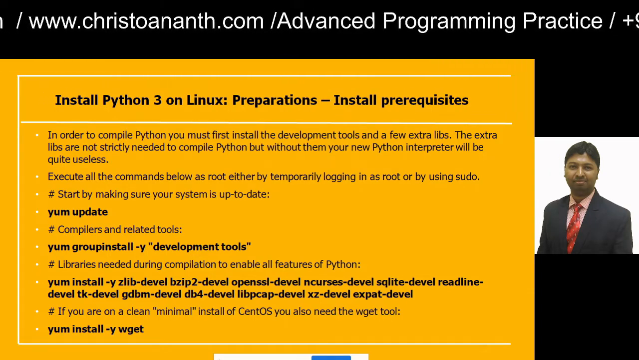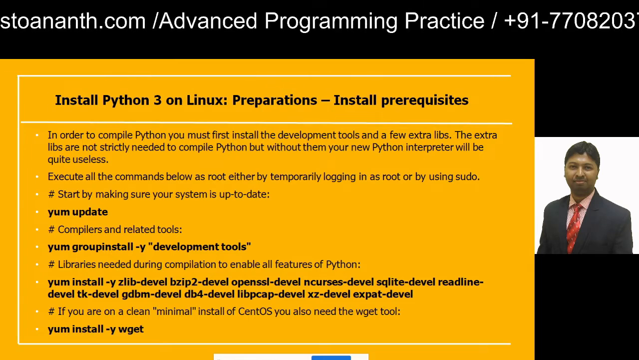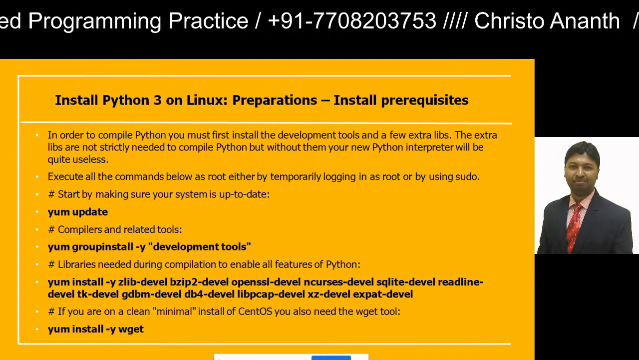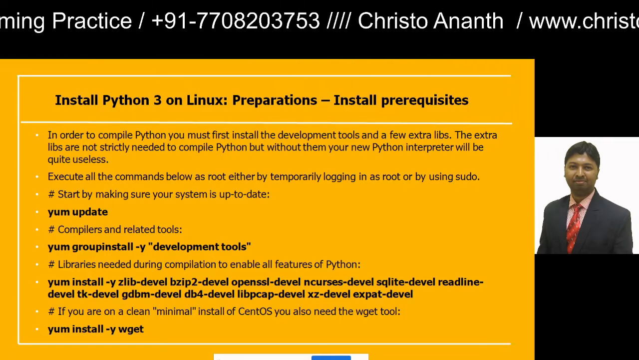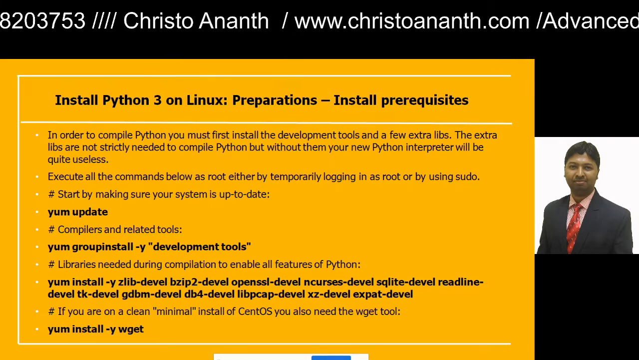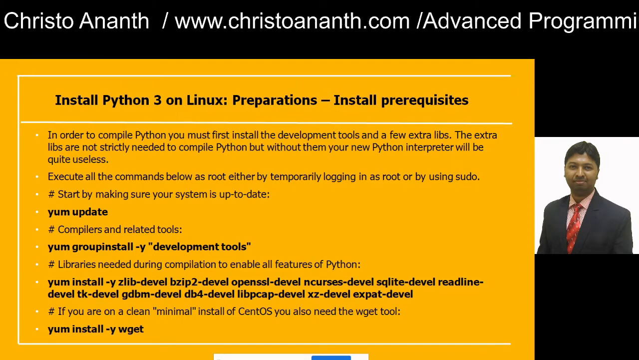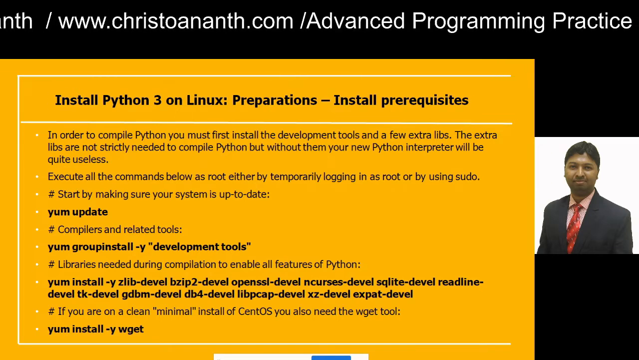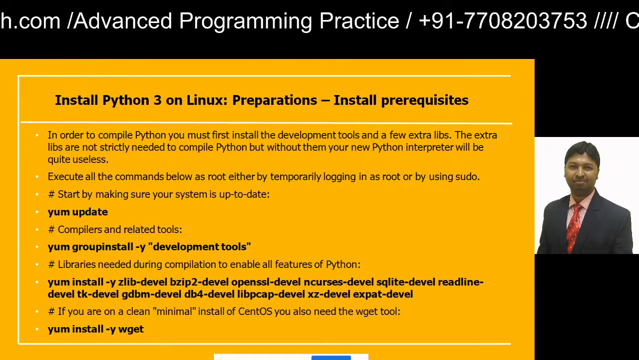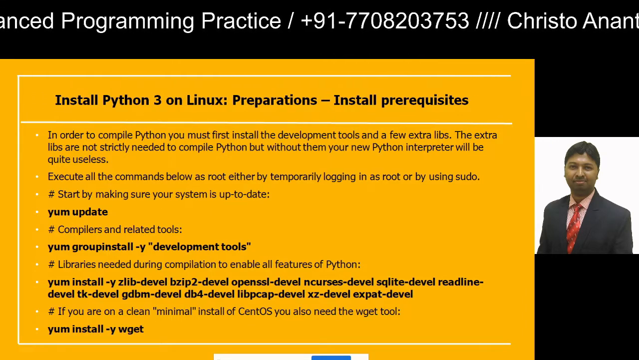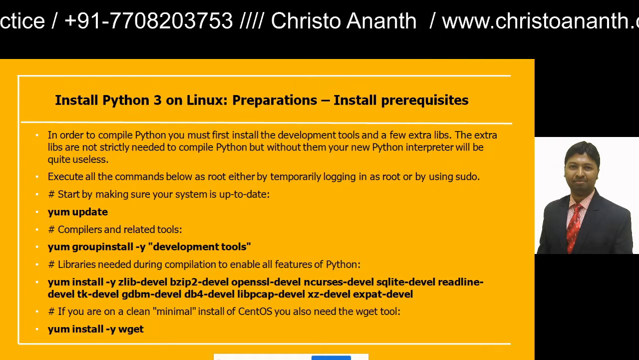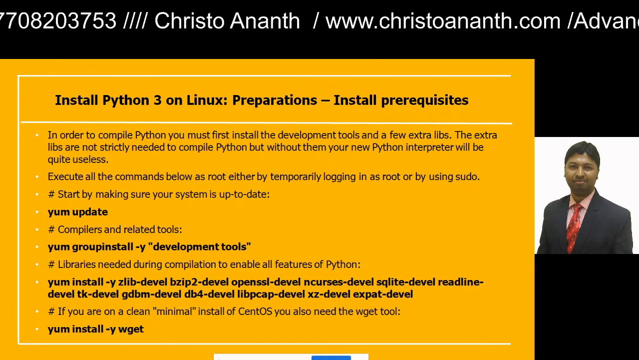Okay. So these extra libraries are not actually needed to compile Python, but they are an added advantage, because without them the Python interpreter will be quite useless. So make sure you include all the tools and the libraries. If you want to make sure that the system is up to date, you type yum update. Even in the case of compilers or related tools, you go with yum group install -y the development tools. So make sure that these development tools have been installed correctly.